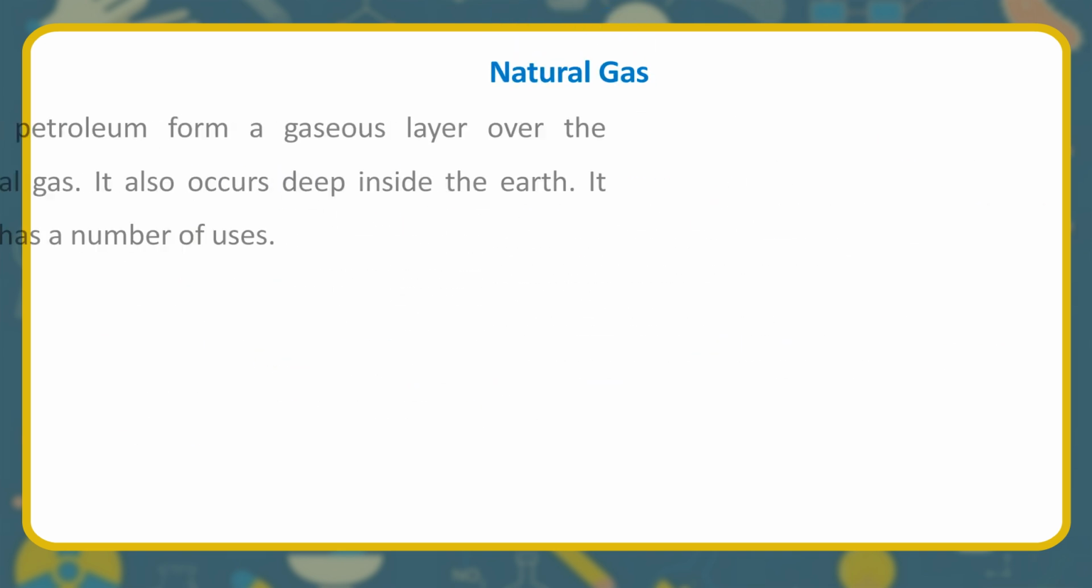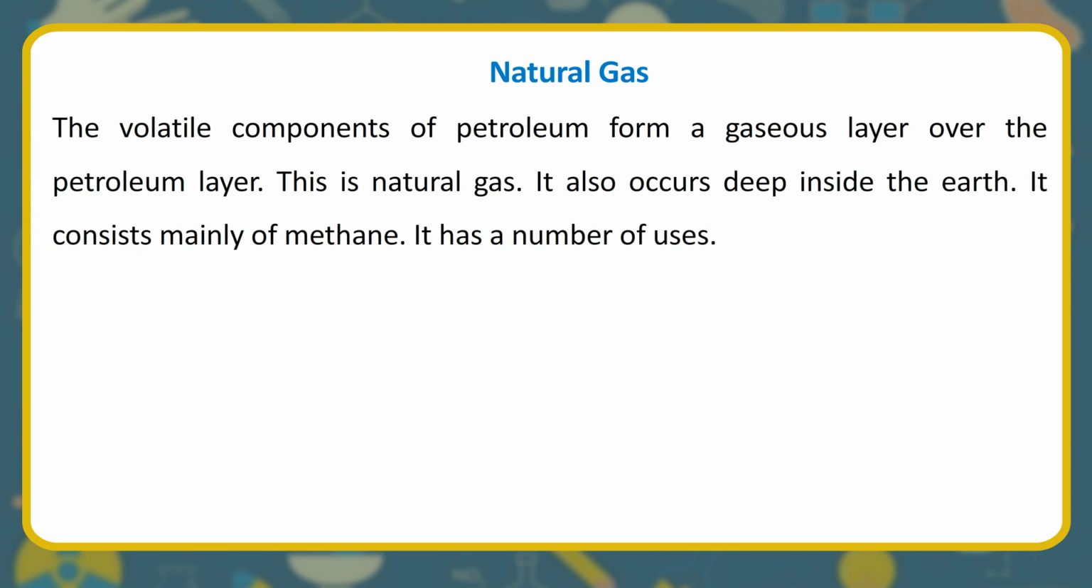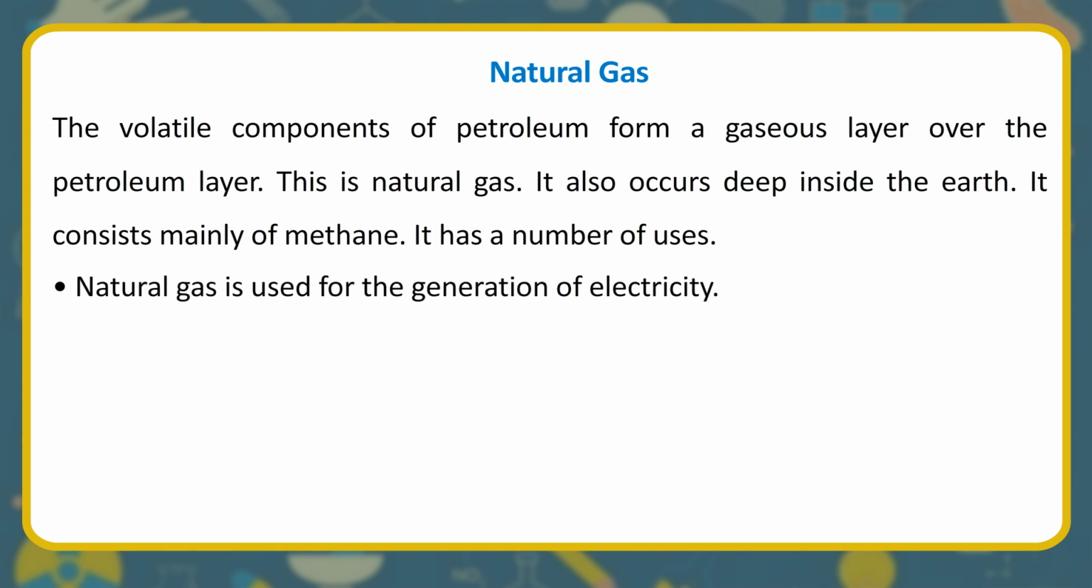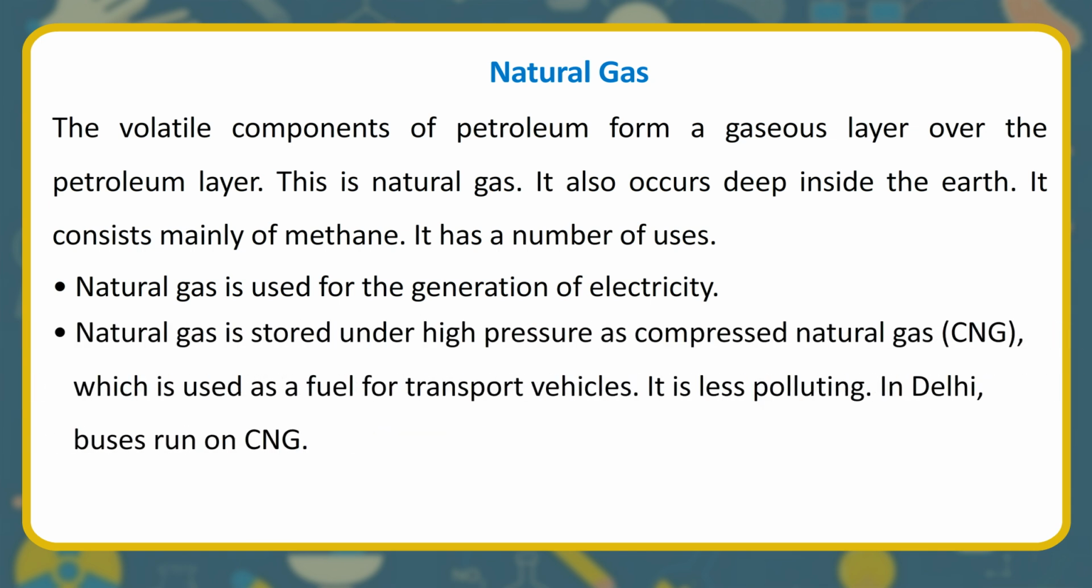Natural gas. The volatile components of petroleum form a gaseous layer over the petroleum layer. This is natural gas. It also occurs deep inside the earth. It consists mainly of methane. It has a number of uses. Natural gas is used for the generation of electricity. Natural gas is stored under high pressure as compressed natural gas, CNG, which is used as a fuel for transport vehicles. It is less polluting.